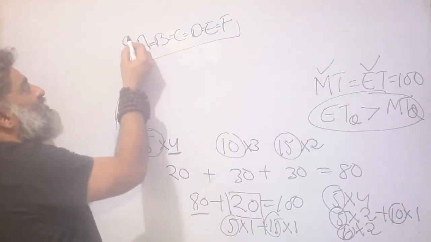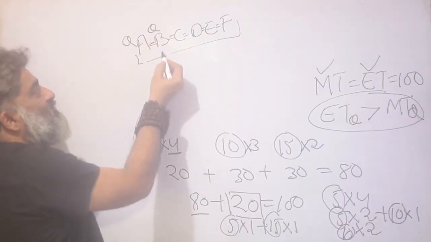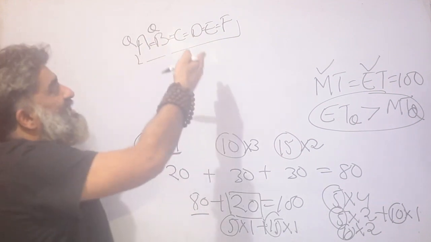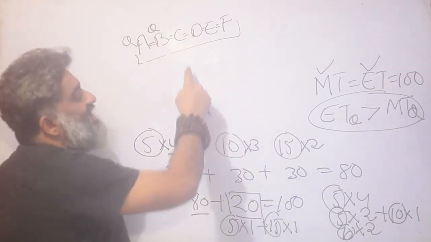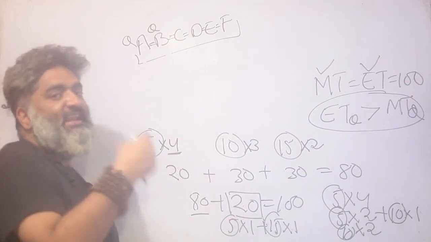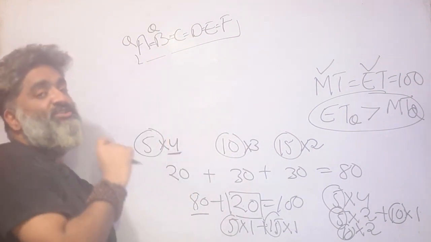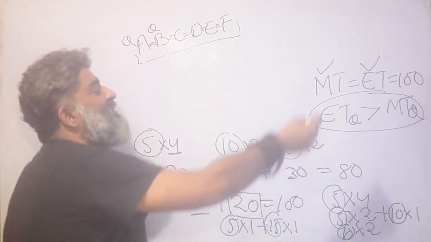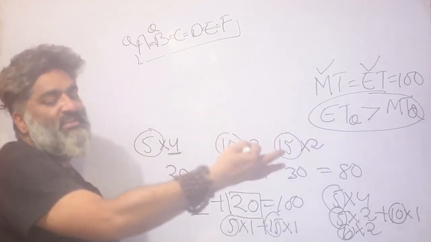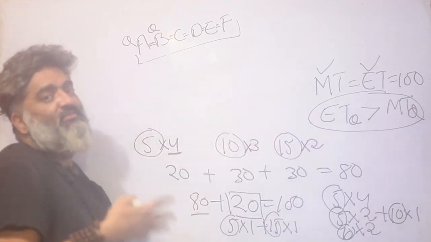So the number of questions by A is equal to the number of questions by B and C and D and E and F, and these people have created all the questions in ET and MT together, and the number of questions is equal to each other overall, because somebody might have made 1 question in MT and 3 questions in ET, and the other person might have done vice versa.